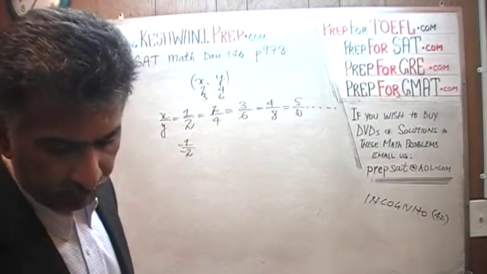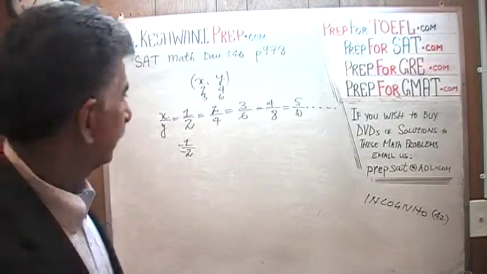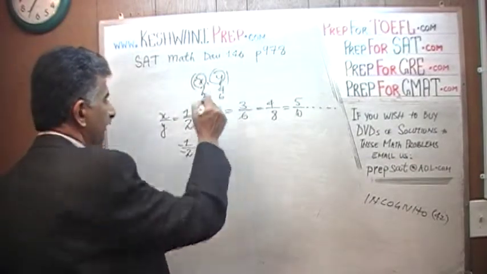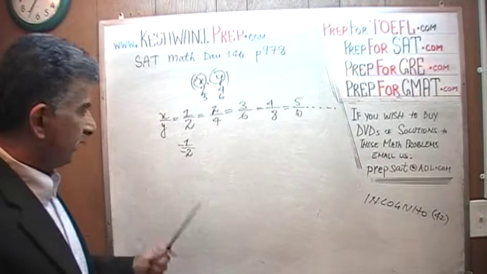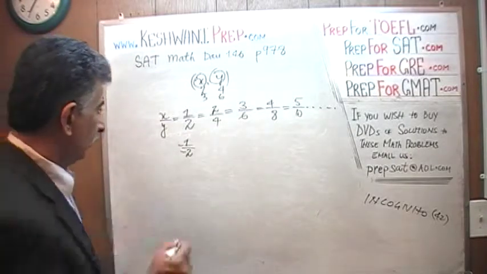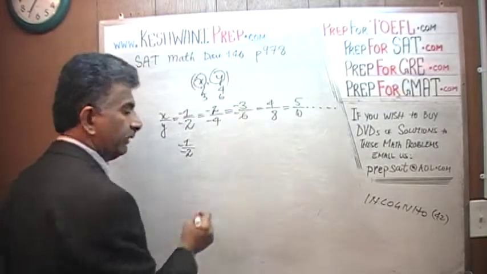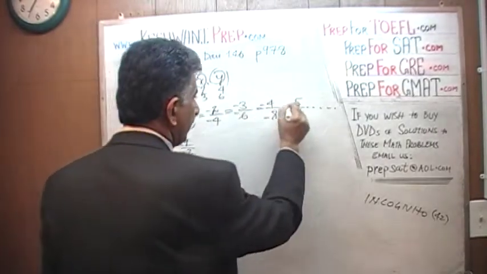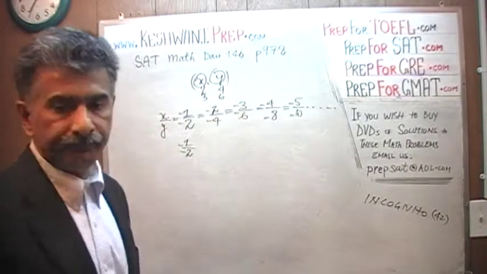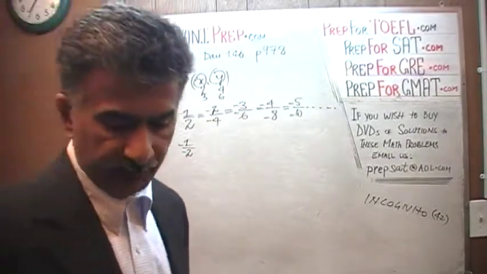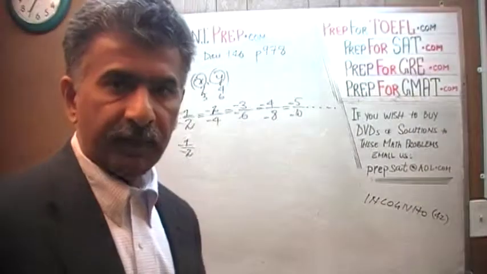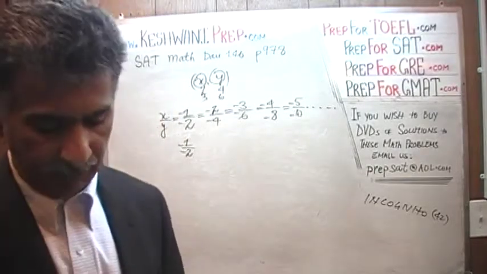They just say how many different integers. These are integers, that's all. They don't tell us that these are positive. So it could be -1 divided by -2, which is also 1 over 2. Or it could be -2 divided by -4, -3 divided by -6, -4 divided by -8, -5 divided by -10. So that's the other half of the story. But anyway, the point here is that there are infinite such pairs where the ratio is going to be half. The answer is E.